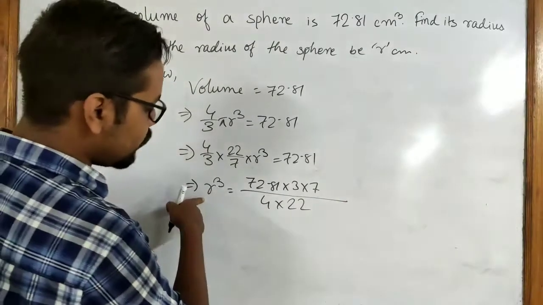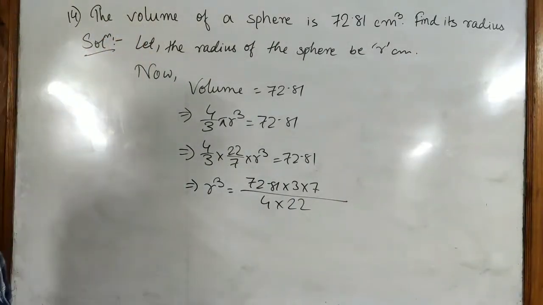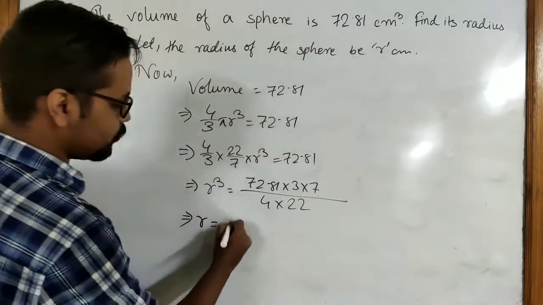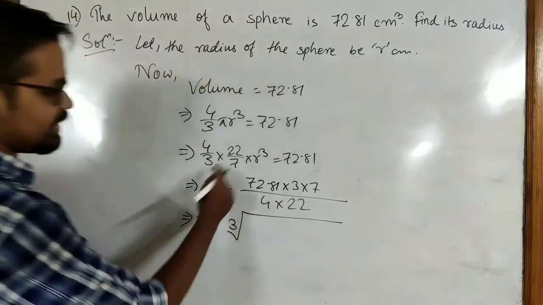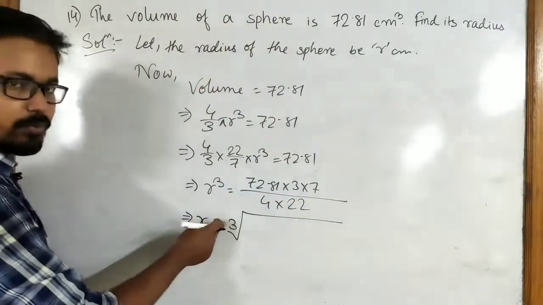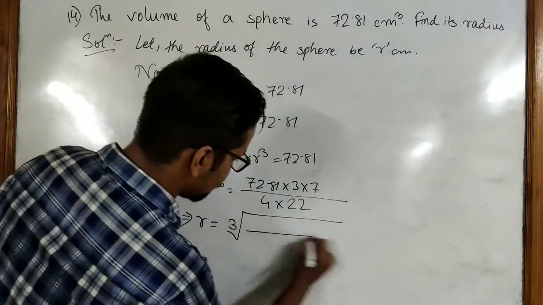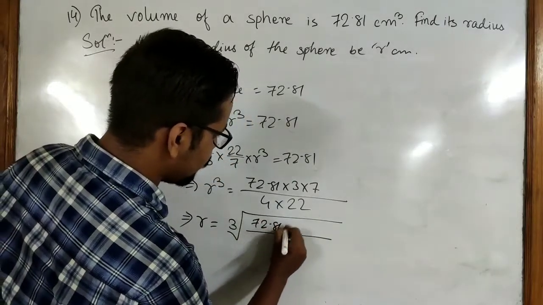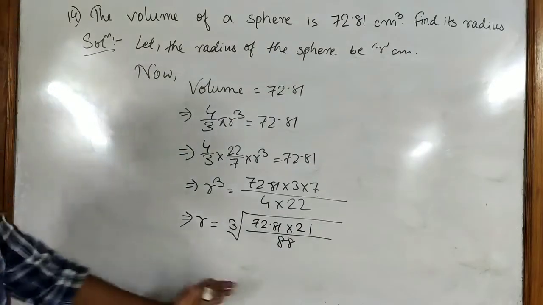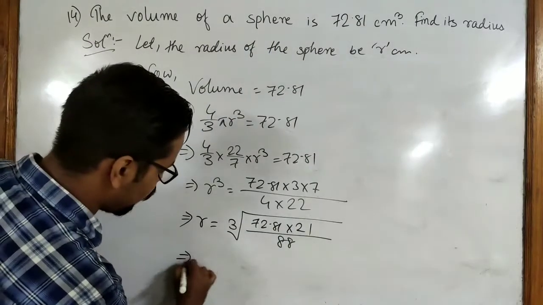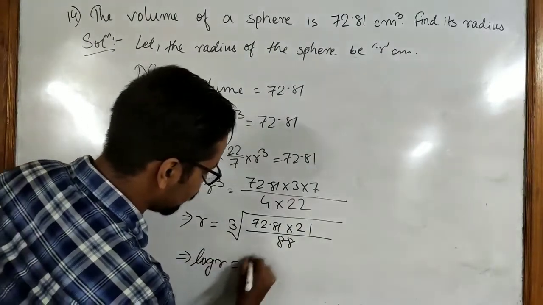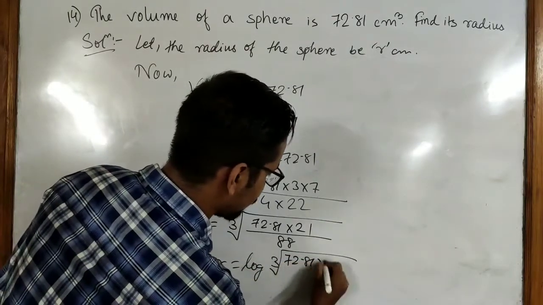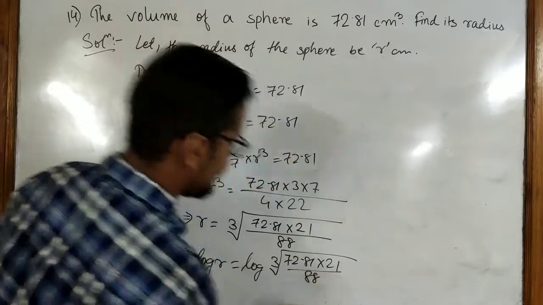Now from here we need to find out r. So how do we find out r? So r is going to be the cube root of, if I side change the power of 3, it is going to be the cube root, right? So cube root of it is going to be 88, and there we have 72.81 into 21. Now let us use log. So we will take log on both sides. Log r equal to log of cube root of 72.81 into 21 by 88.